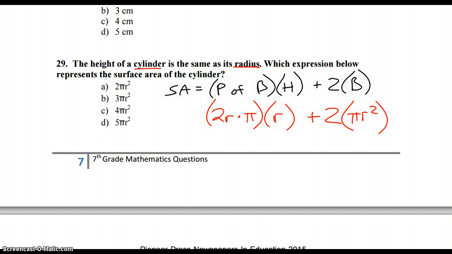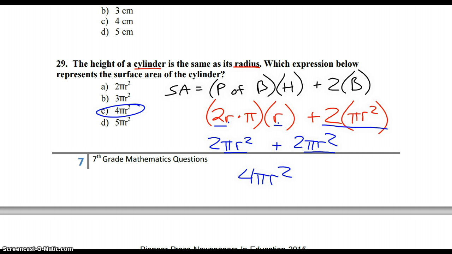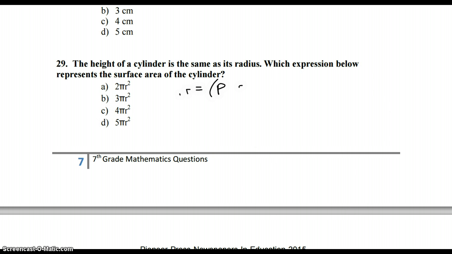Alright, so what do we really have here? If we reorder some stuff, I can do 2r times r. Well, the r times r gives me r to the second. And I also have a pi there, and I've got a 2. So 2 pi r to the second plus 2 pi r to the second. If I add these two things together, they're like terms. I can say 4 pi r to the second. There we go. Very interesting for that one, huh? No numbers. They just give us some stuff to work with there, make you think critically on that one.